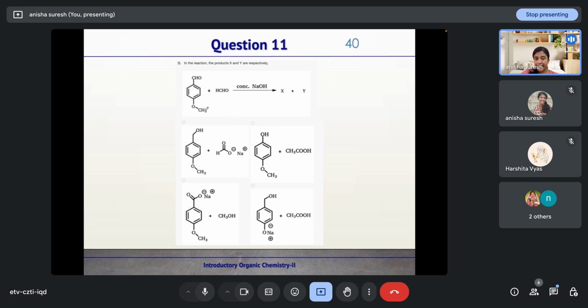So we are having one aldehyde here and a formaldehyde. It is treated with concentrated NaOH. We will get X plus Y. So we have to identify what is X and Y. So before that, what is this name reaction? Cannizzaro reaction. Yeah, this is Cannizzaro reaction. So what will be the major products X and Y?